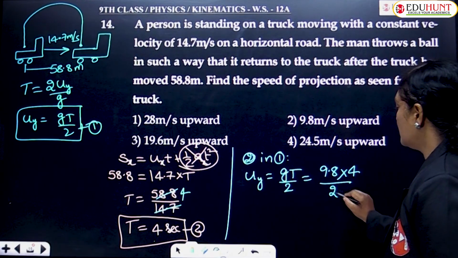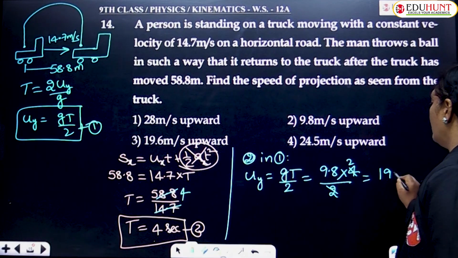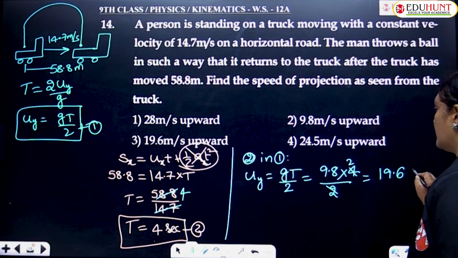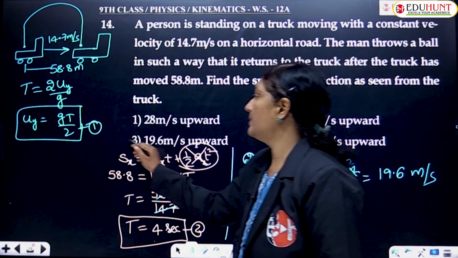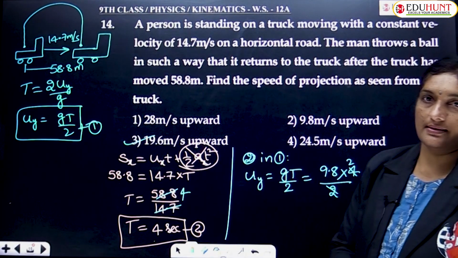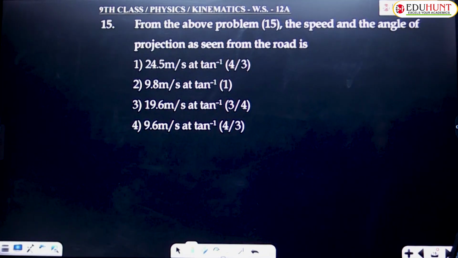Okay, so this 2 goes 2 times 9.8 into 2, you have 19.6 meter per second, and option number 3 must be your correct answer. Hope you understand, children. Well, so moving to the next question, that is question number 15.